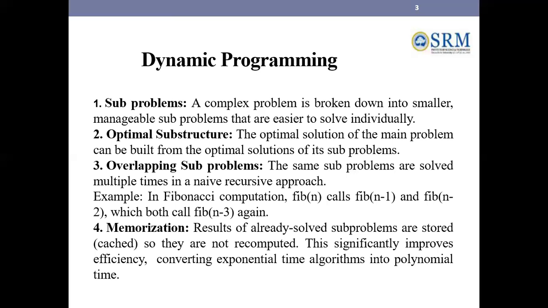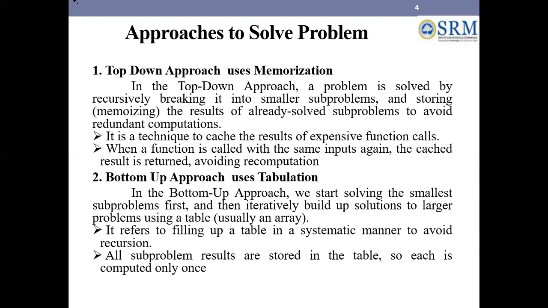Memorization. What is memorization? The result is stored in a table or a memory that can be reused when the subproblem occurs a second time. So the time complexity is reduced. These are the four key components in dynamic programming: subproblems, optimal substructure, overlapping subproblems, and memorization. And what are the approaches to solve problems in dynamic programming? The top-down approach uses memorization, and the second one is the bottom-up approach using tabulation.